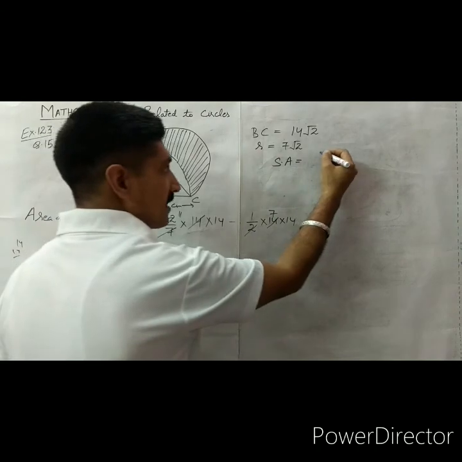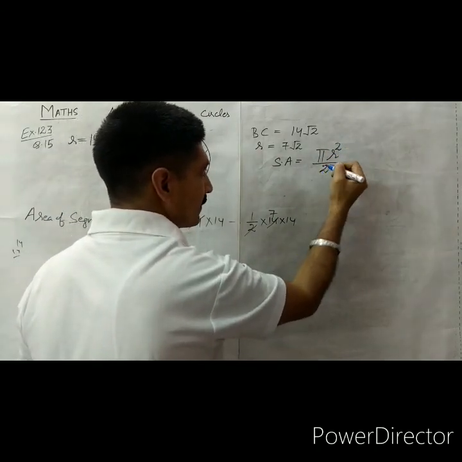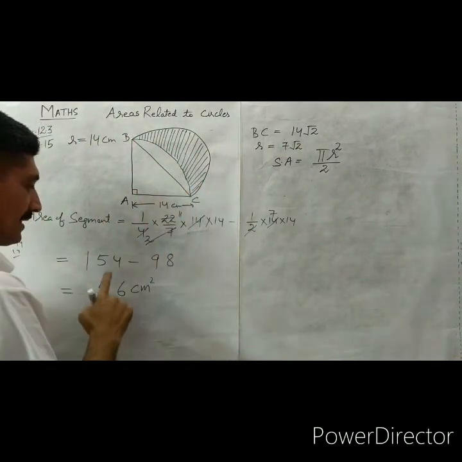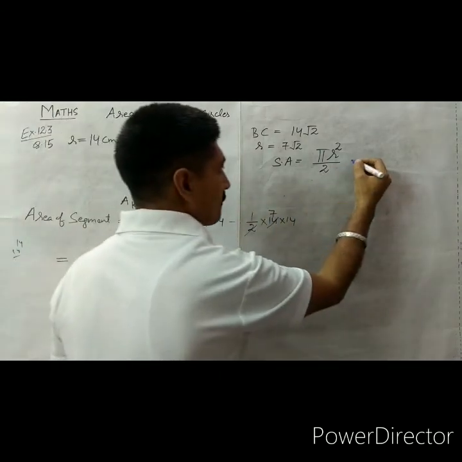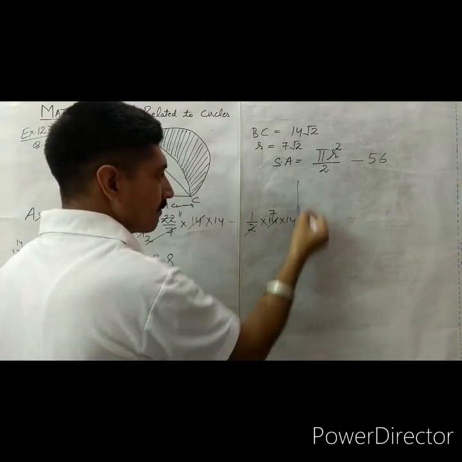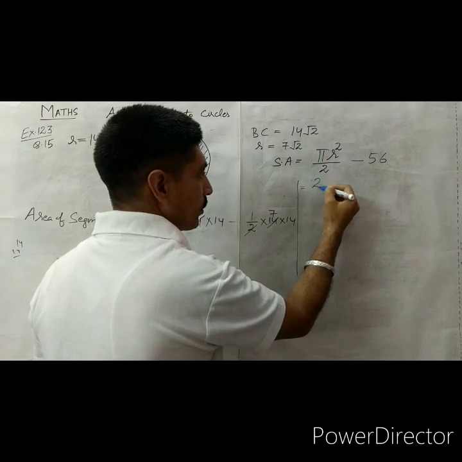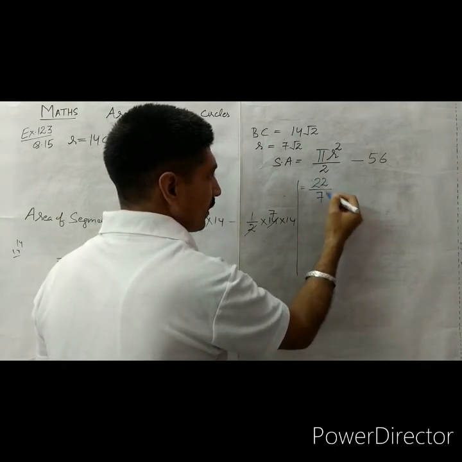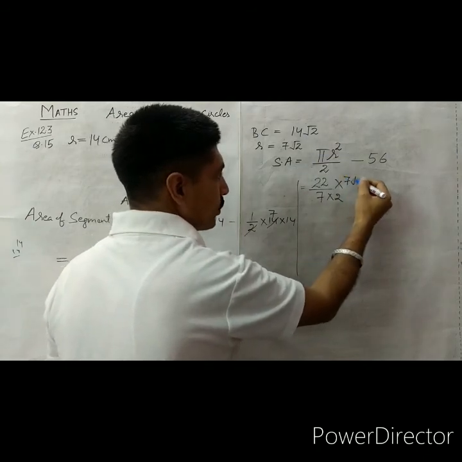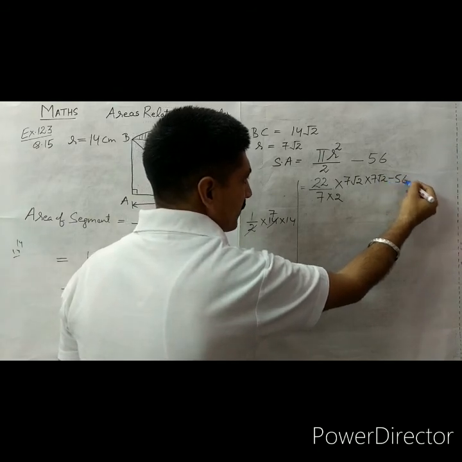We know the area of a semicircle is pi r square by 2, minus the area of this segment, which is 56 centimeter square. So here we have pi, that is 22 upon 7, again half is there, and r in this case is 7 under root 2, into 7 under root 2, minus 56.